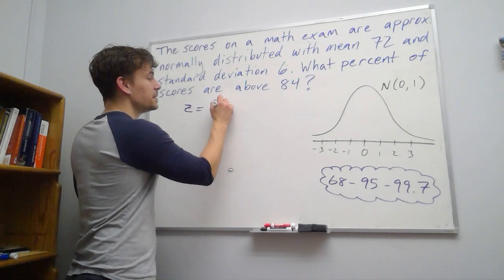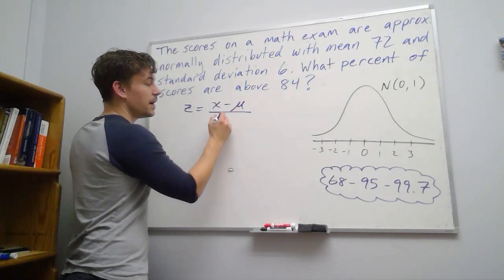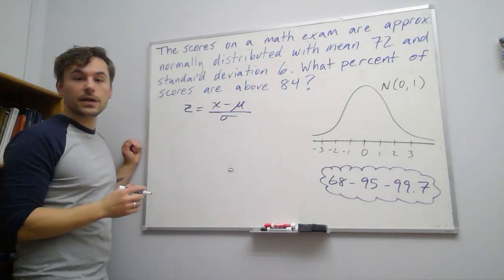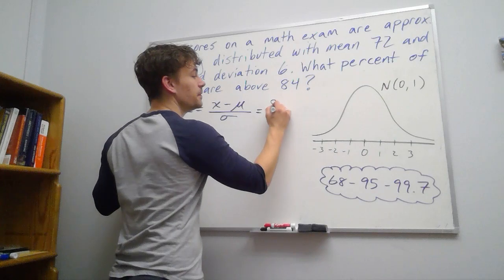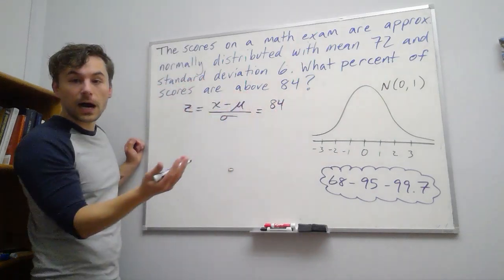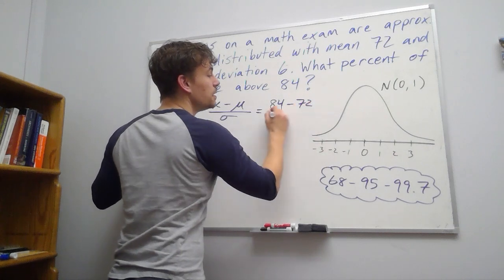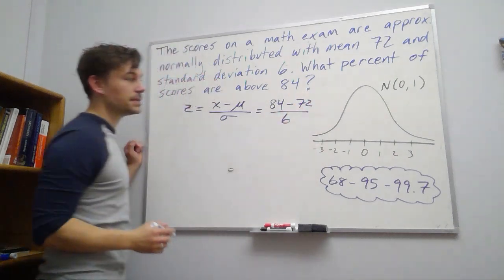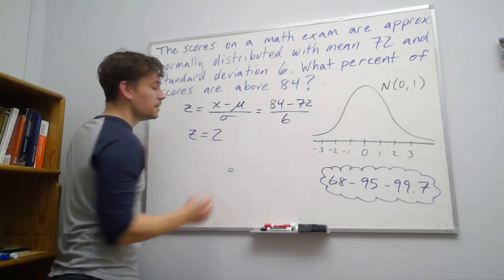So remember, this is our observation minus the mean divided by our standard deviation, sigma. In this case, we're interested in scores of 84 or higher. Our mean is 72, and our standard deviation is 6. So if we plug in all those pieces, we get a z-score of 2.